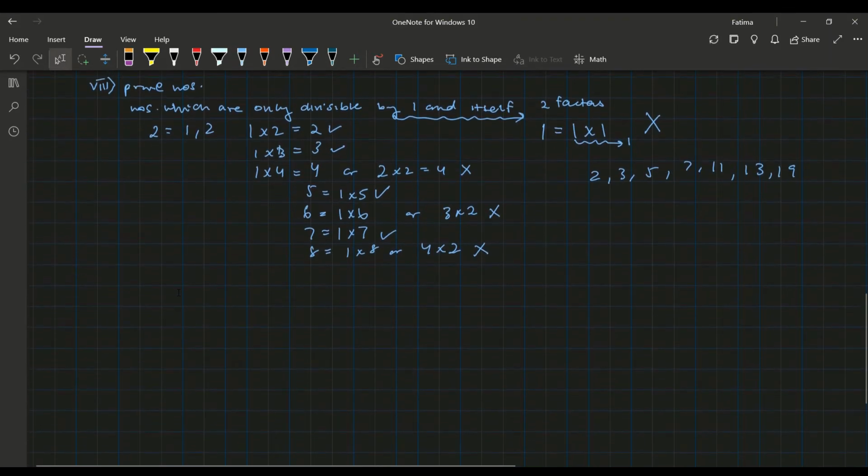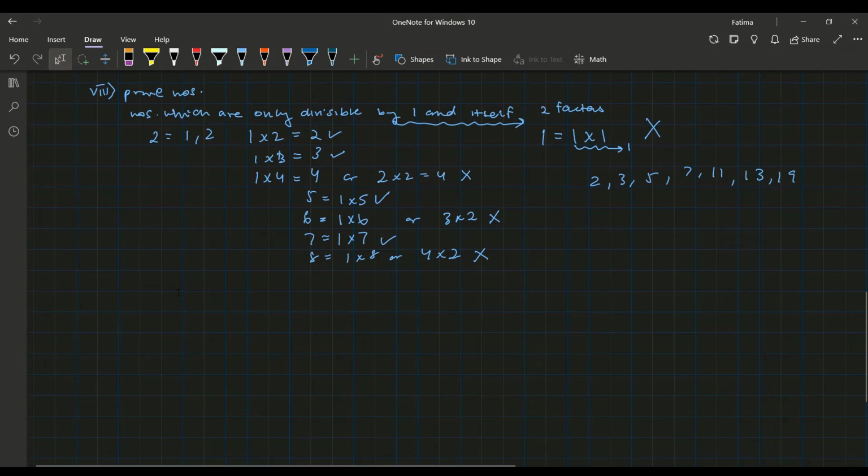After prime numbers, we have something known as reciprocals. In reciprocals, by definition, it is one pair of numbers which, when multiplied together, gives 1. So the definition, I'll just write it down over here.